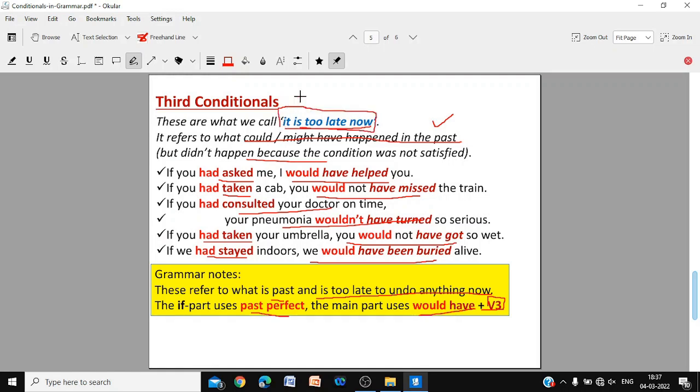That's the third conditional. And one thing, in these sentences the if part you can write afterwards and the main part before. Like, if you had asked me, I would have helped you. You can also say, I would have helped you if you had asked me. If you had taken your umbrella, you would not have got wet. You can write, you would not have got wet if you had taken your umbrella. If ice is heated, it melts into water. You can also write, ice melts into water if it is heated. So these two clauses, the if clause and the main clause, can be interchanged.